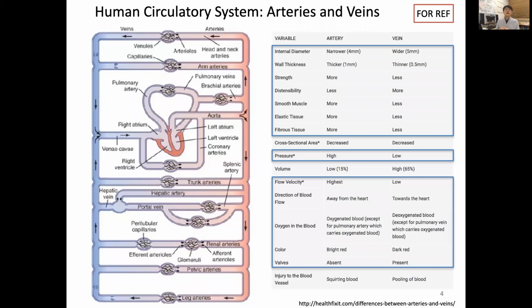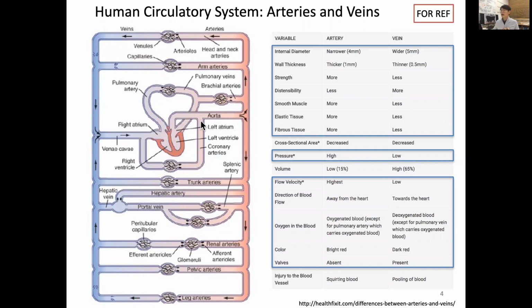So let me start with the human circulatory system. Of course, our vessels are arteries and veins. These are defined by whether the blood is going away from the heart, which is called the artery, or towards the heart, which is called the veins. And this is an interesting comprehensive one I want to go through with you.